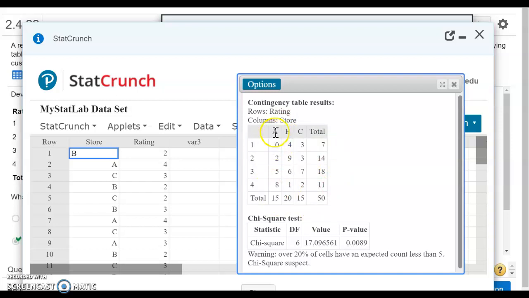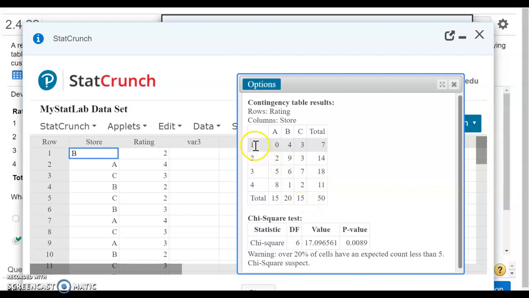So you can see that store A had 0 1-star ratings, 2 2-star ratings, 5 3-star ratings, and then they got 8 4-star ratings. So there were 15 customers that rated store A. And you would do the same thing for B and the same thing for C. You could read it the same way.